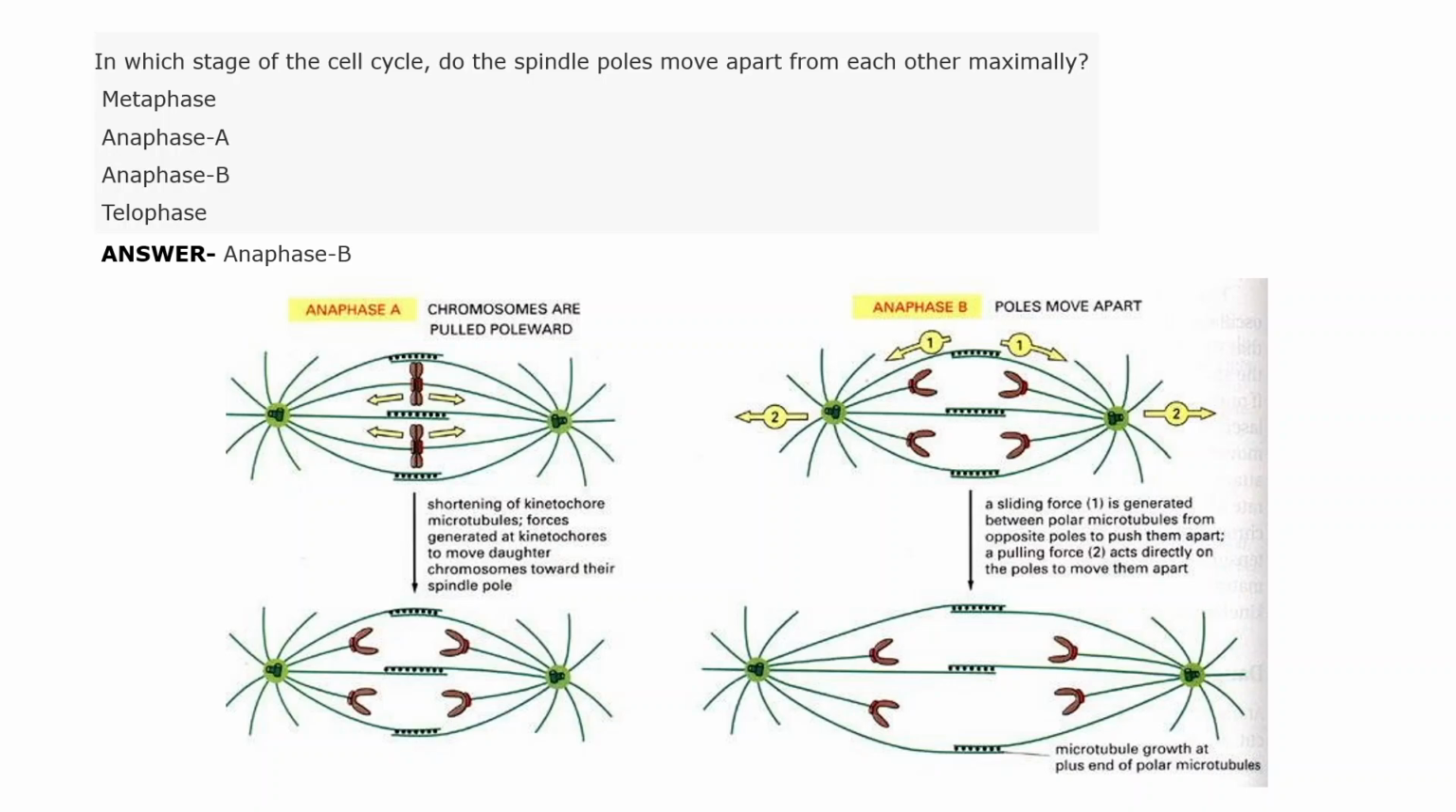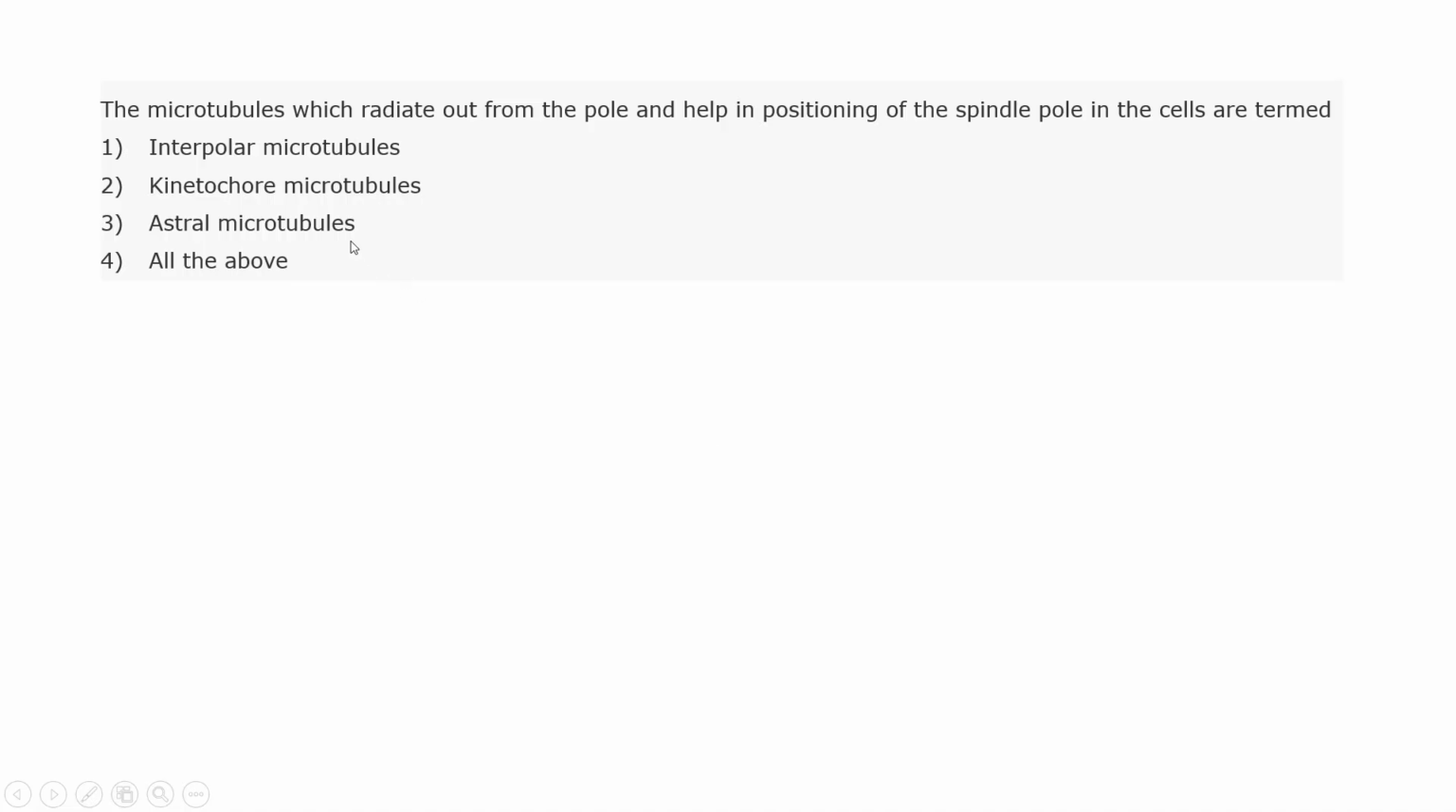So I think it's clear. I will just move on to the next question. Okay, coming on to the next question. The microtubules which radiate out from the pole and help in positioning of the spindle pole in the cell are termed as interpolar microtubule, kinetochore microtubule, astral microtubule, or all of the above. Which might be the answer?